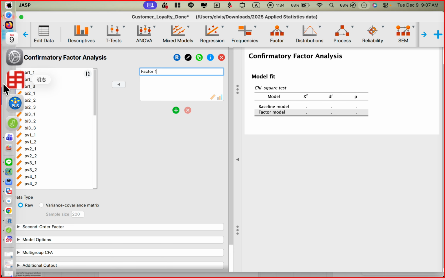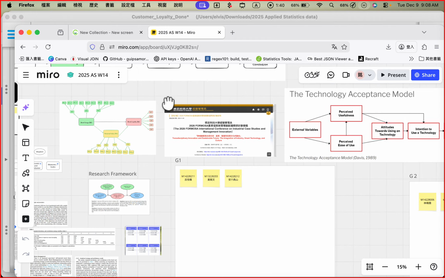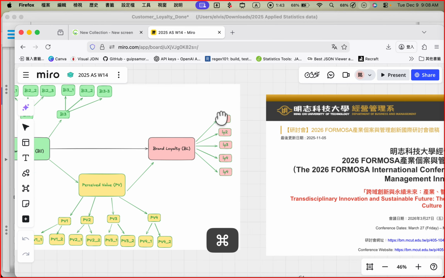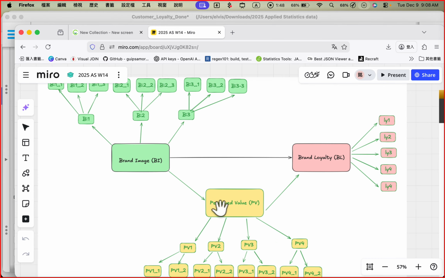I would like to move back to the middle whiteboard and to take a look at the research framework of our example. So you can see this is our model, right? Let me ask you, how many factors do we need to create based on this framework? How many factors we need to create in CFA?